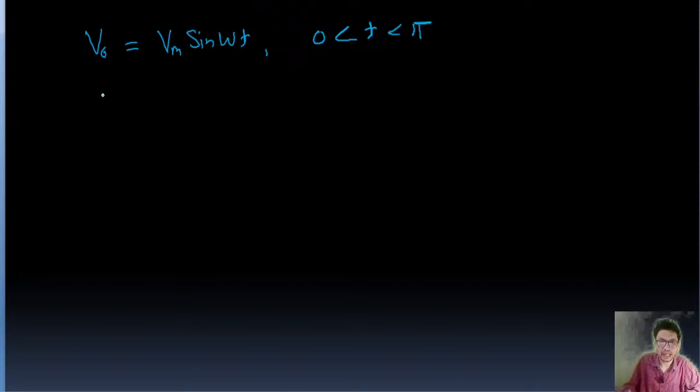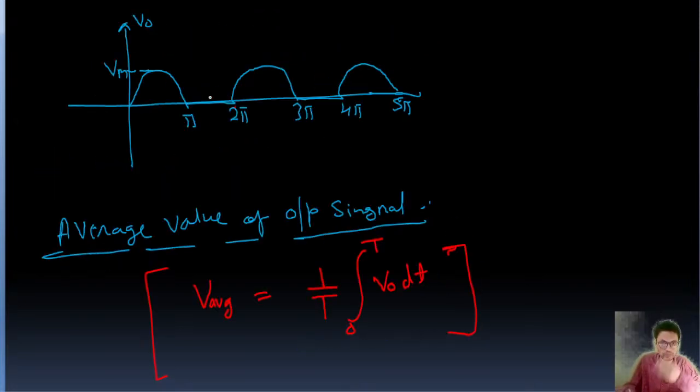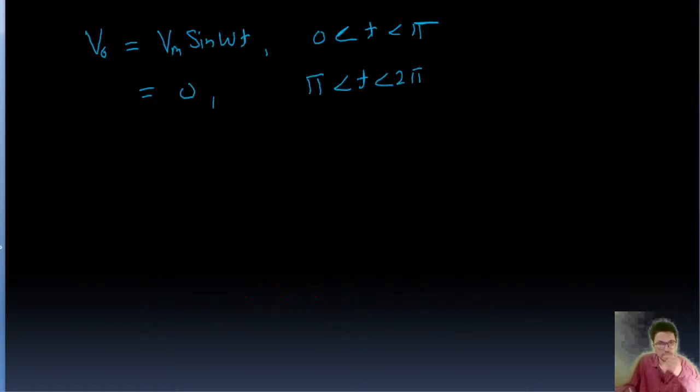And V naught is 0 when t is between pi to 2 pi. You can see the value is 0 from pi to 2 pi, and from 3 pi to 4 pi it is 0, right? And from 0 to pi, it's Vm sine omega t. So this is the voltage, and now we have got the output voltage.